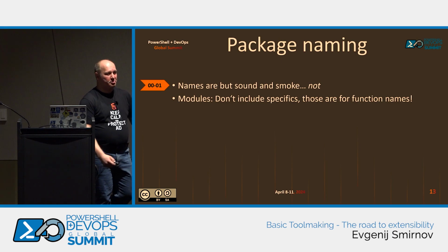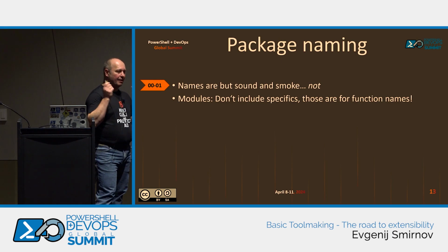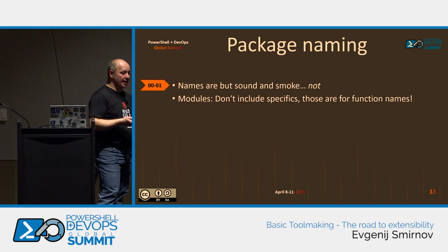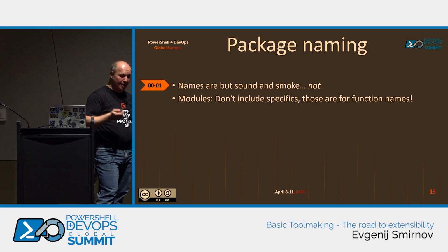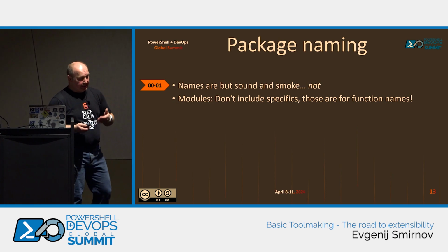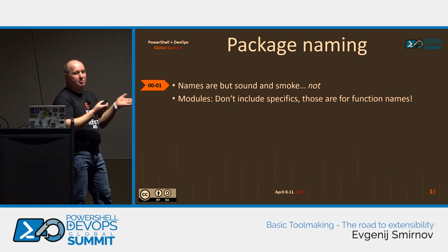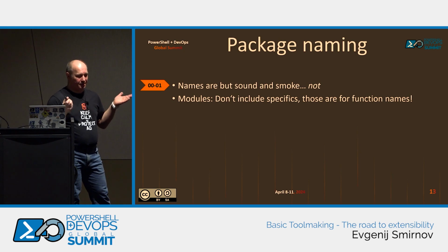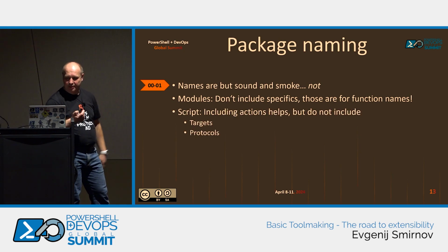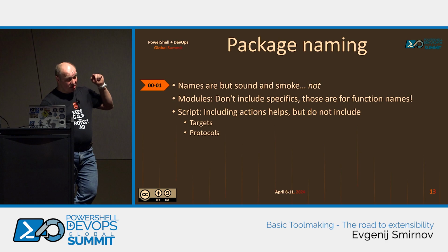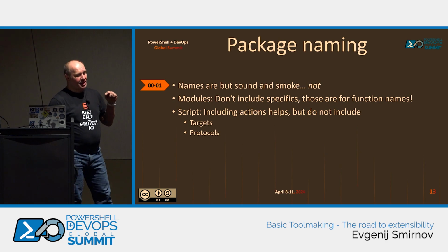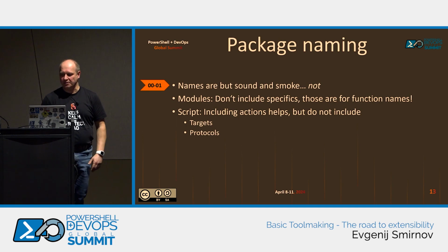Modules should not include specifics in their name, because specifics can be provided in the names of and arguments of commandlets that the modules export. Again, James spoke about a module called Gumshoe, and everybody knew what that was about. Scripts could include actions in the names. This is actually quite helpful, but the other two dimensions should not be part of the name of the script.